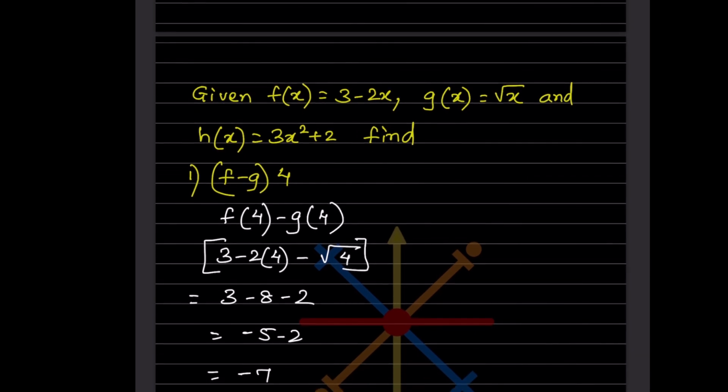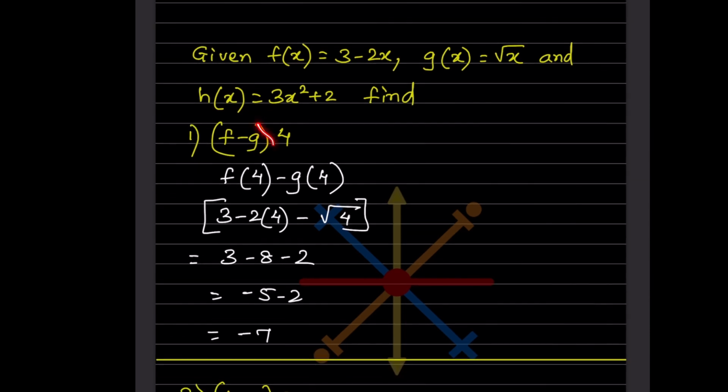So the first question here is: it's given f of x is 3 minus 2x, g of x is root of x and h of x is 3x square plus 2, and you have to find out (f minus g) into 4. So now what we can do here, we have the formula, so you can expand this one: f of 4 minus g of 4.